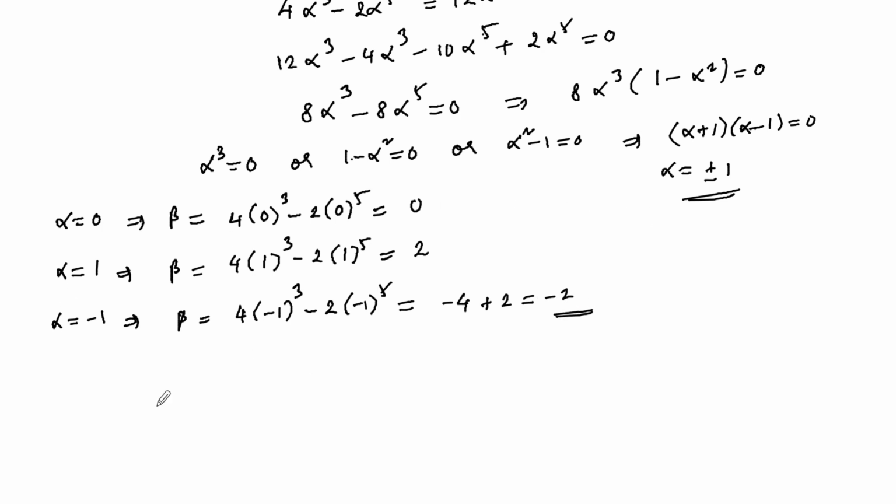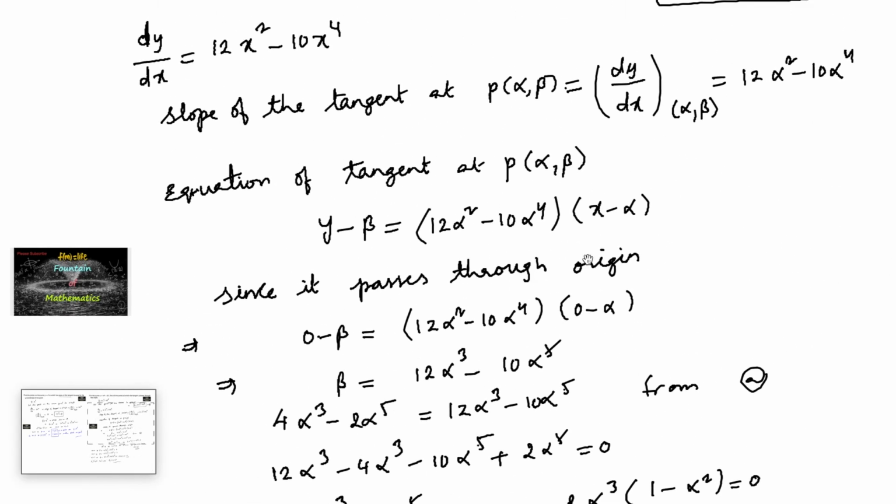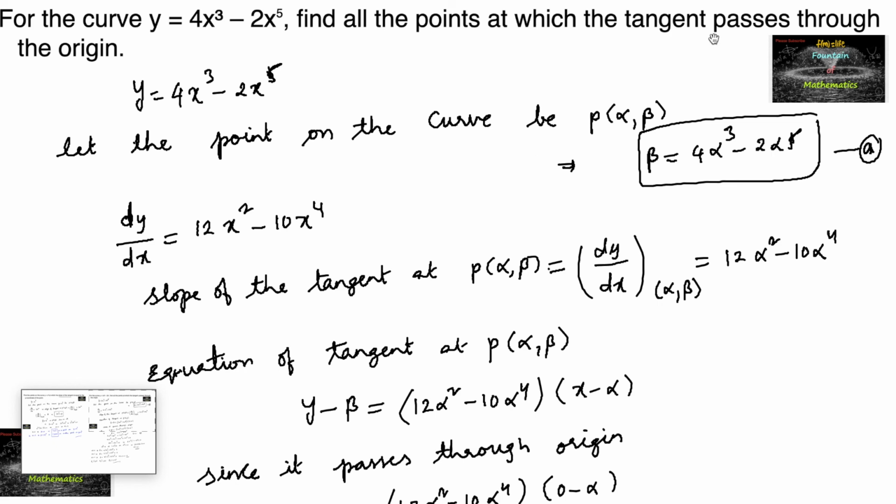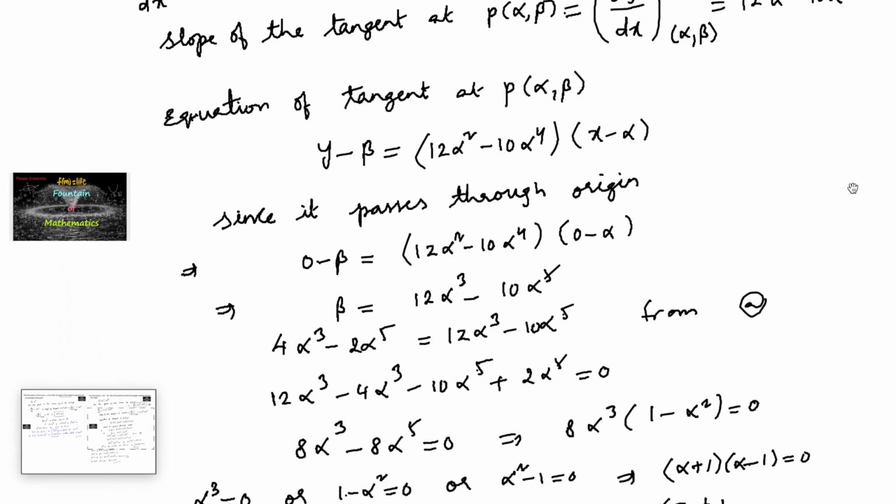So the three points are considered. Let's take the point P1 as (0, 0), P2 as (1, 2), and the third point P3 as (minus 1, minus 2). So we can say that at these three points, the tangents pass through the origin.